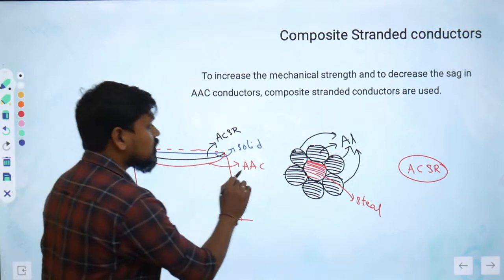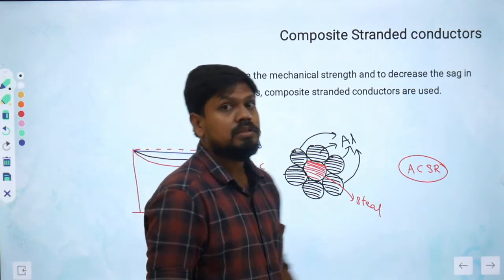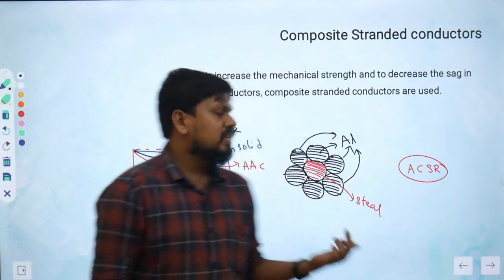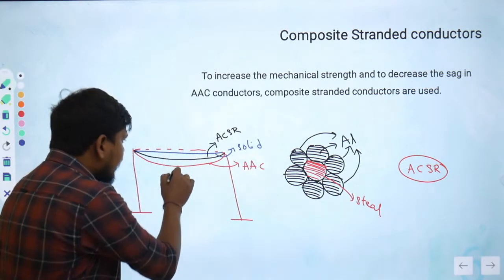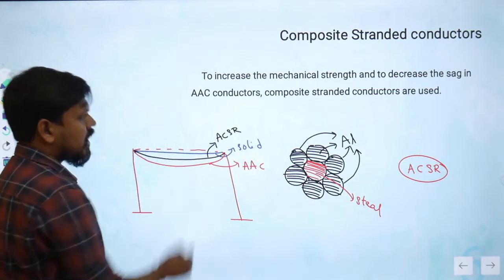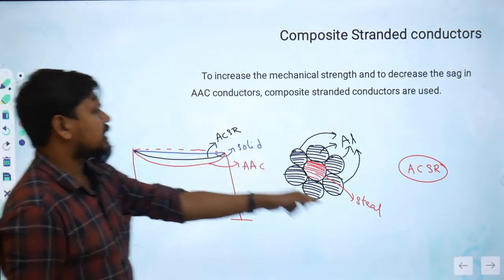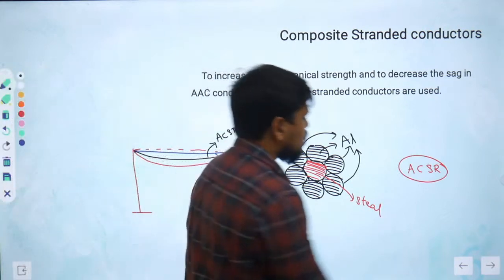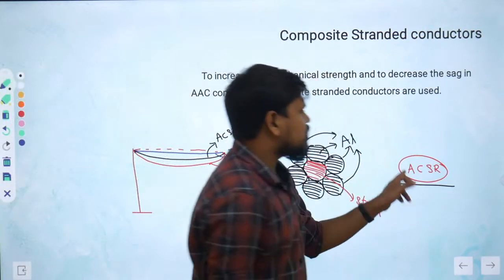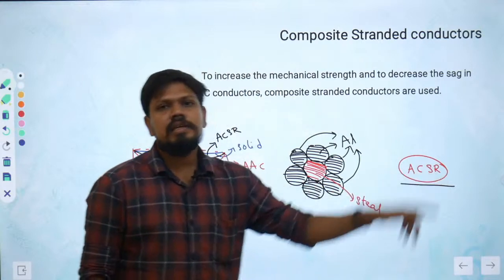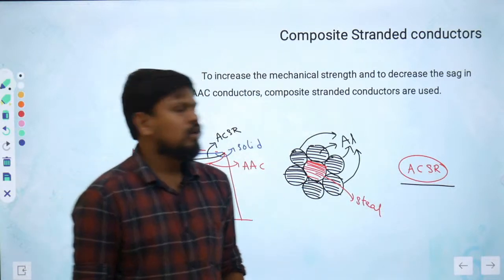We should not use all-aluminum conductors. Why? Because in an AAC conductor the sag will be more. That's why we are using ACSR type of conductors. ACSR means aluminum conductor with steel reinforcement. Like that we have to use it.